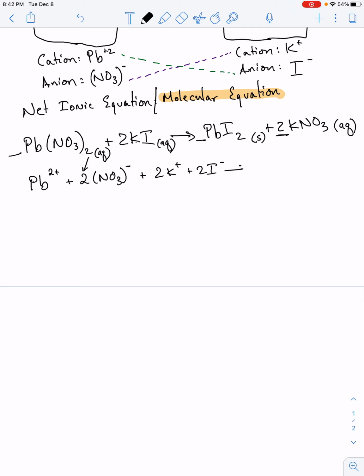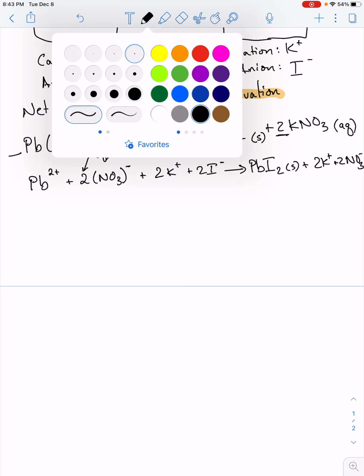And I'm going to draw my arrow. The PbI2 is a solid, so that stays together. It does not dissociate. And then I go ahead and do the same thing with my KNO3. So I have 2 potassiums and 2 NO3 minuses. And what you'll realize is you see some things that are similar on both sides of the arrow.